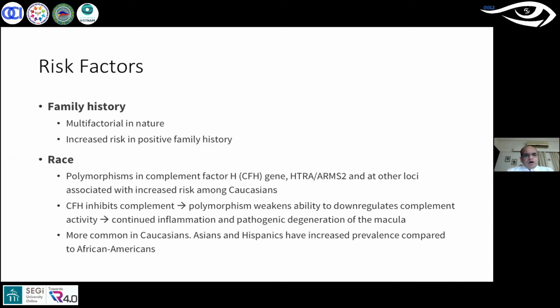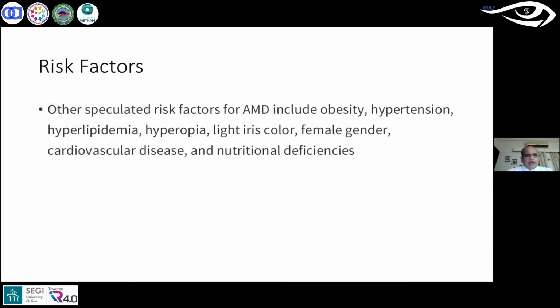This is seen more commonly in Caucasians. Asians and Hispanics have an increased prevalence compared to African Americans. So a lot of Southeast Asian patients do have a predisposition to age-related macular degeneration. Other speculated risk factors for AMD include obesity, hypertension, hyperlipidemia, hyperopia, light iris color, female gender, cardiovascular disease, and nutritional deficiencies.